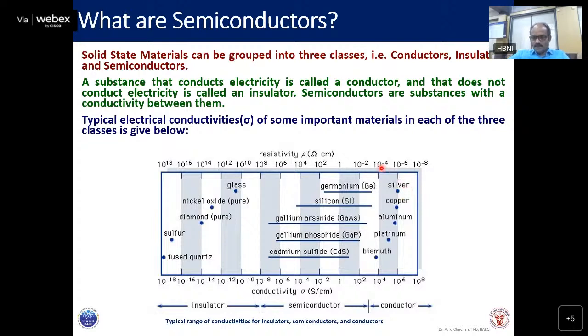On this side, they are very good conductors: silver, copper, aluminum, platinum, bismuth. These are good conducting materials. On the other side, we have insulators. These are glass, nickel oxide, diamond, sulfur, fused quartz. And in between those, there lies the value of resistivity between 10 to the power minus 3 to 10 to the power of somewhere around 5. These materials are classified as the semiconductors.